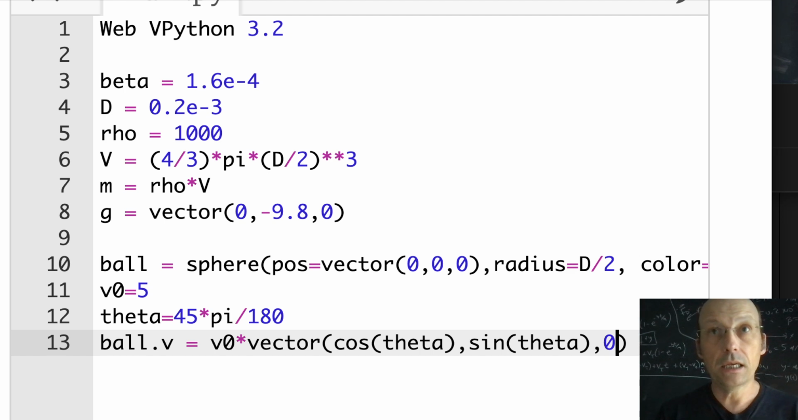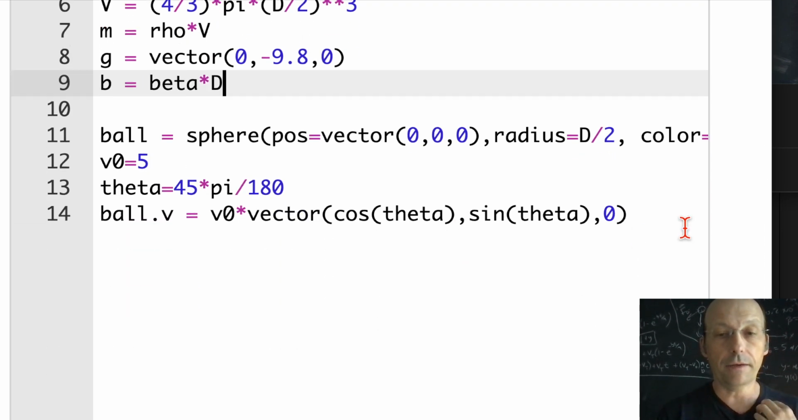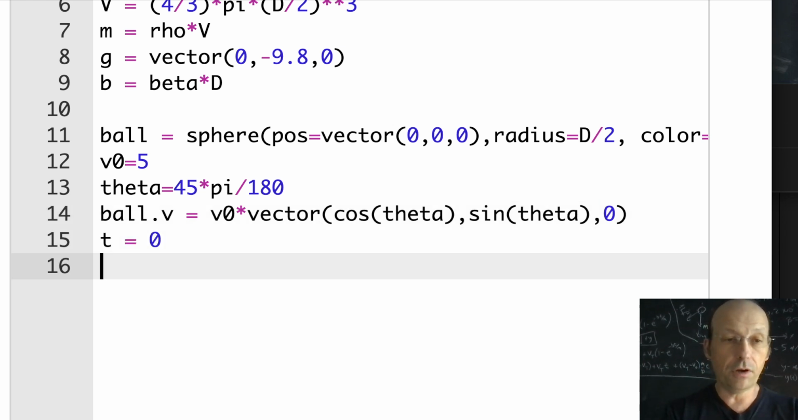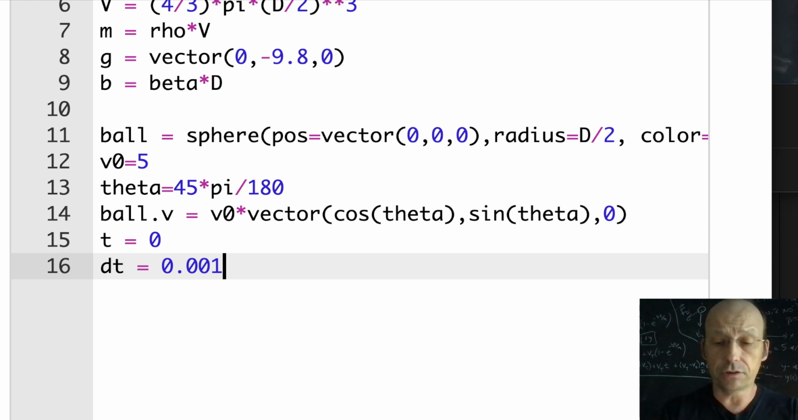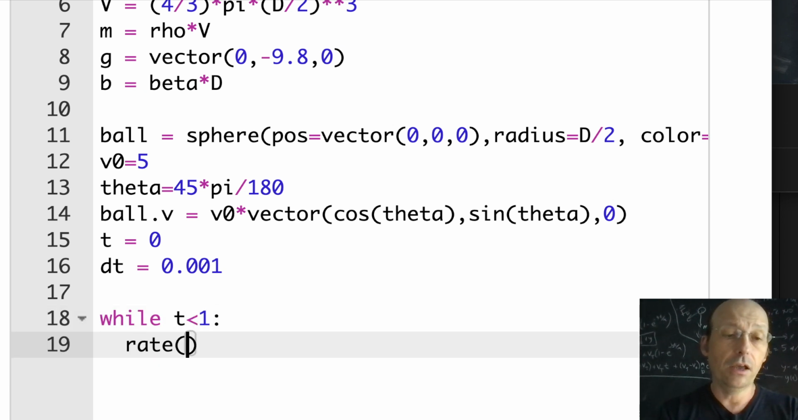Now let's calculate b down here. B is equal to beta times d. That'll make things a little bit easier. Okay, I think I'm ready. Oh, nope. t equals 0, dt equals 0.001. I'm going to do a little bit smaller because I'm dealing with small things. While t less than 1, I don't know how long it's going to take. Rate 1000, so rate tells me how many calculations to do per second so that it will run in real time. We can change that later if we want to.